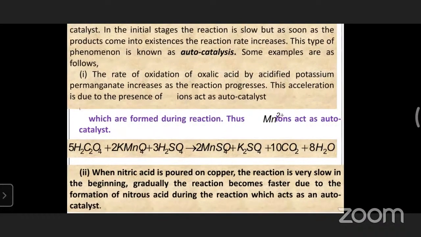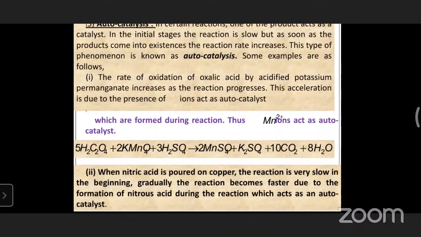And this is the reaction. One more reaction is explained here. Observe that. When nitric acid is poured on copper, the reaction is very slow initially. Gradually, the reaction becomes faster, because of the formation of nitrous acid during the reaction, which acts as an autocatalyst. Because the catalyst is forming during the reaction, slowly the reaction speed increases. So this is one of the autocatalysis examples.